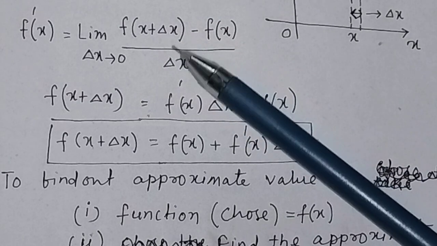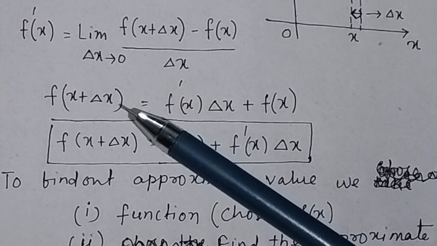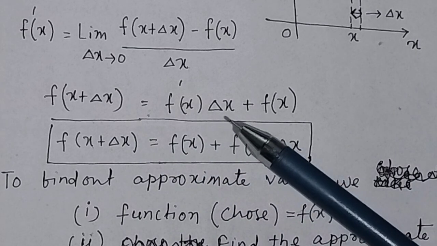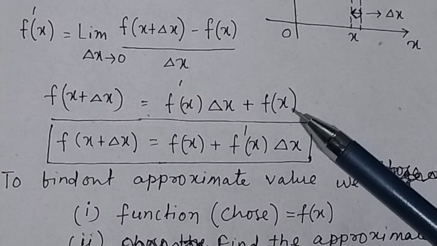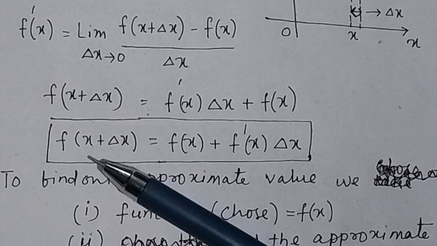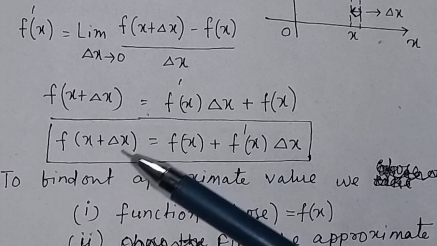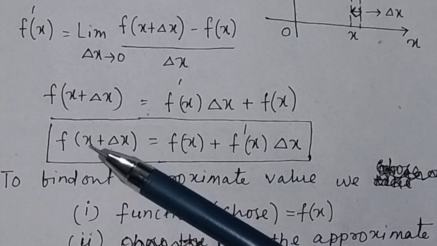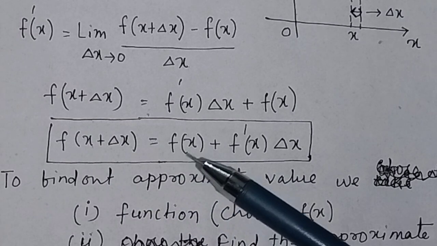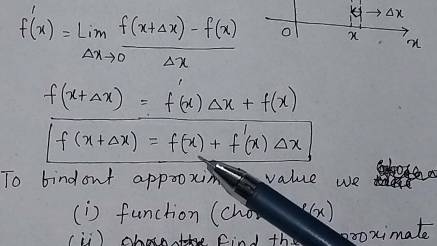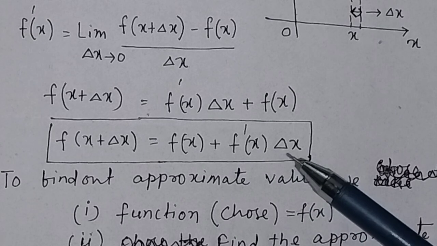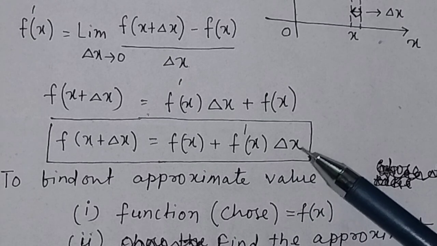So rearranging the terms, f(x + Δx) will be equal to f'(x)Δx + f(x). That means when you find the approximate value of a function f(x + Δx), it will be equal to the function f(x) plus the derivative of the function, that is f'(x), multiplied by the variation, that is Δx.